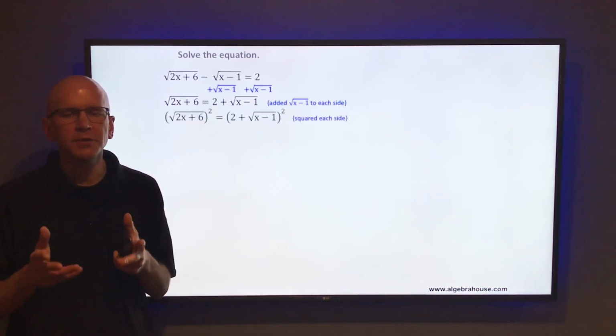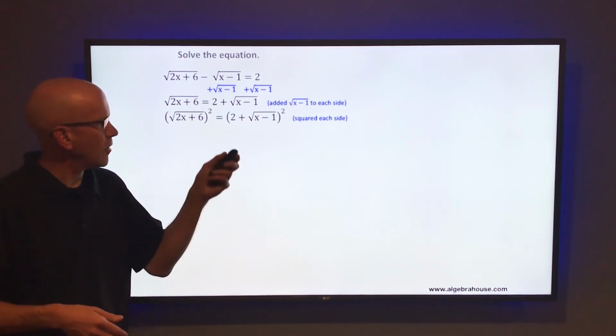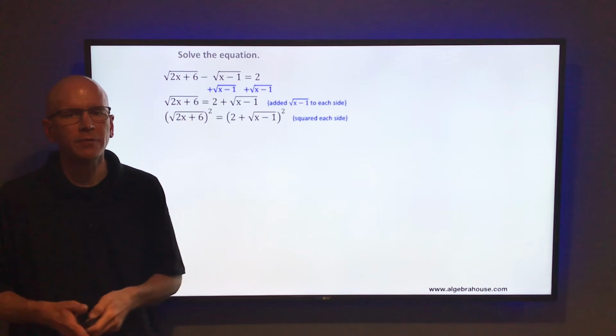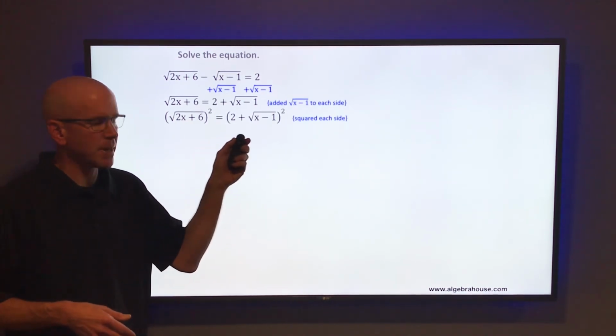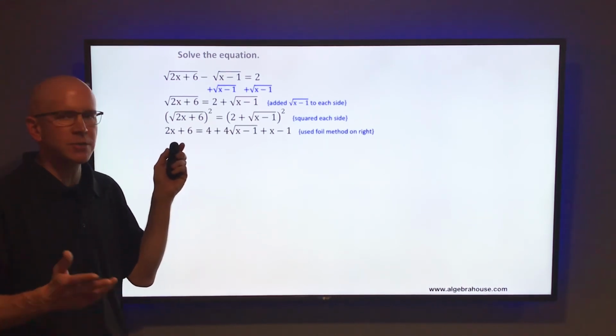So if you square the square root of 2x plus 6, that is just going to be 2x plus 6 on the left. On the right, you have to use the FOIL method or distributive property. You're squaring 2 plus the square root of x minus 1. So multiply that by itself with the FOIL method or distributive property. Again, on the left, that's just 2x plus 6.